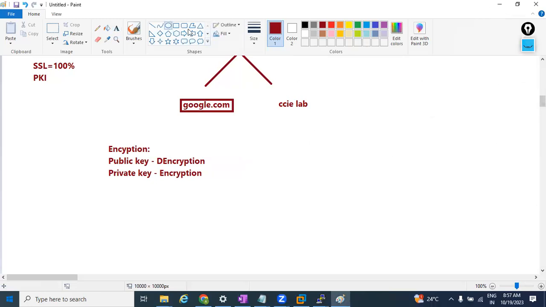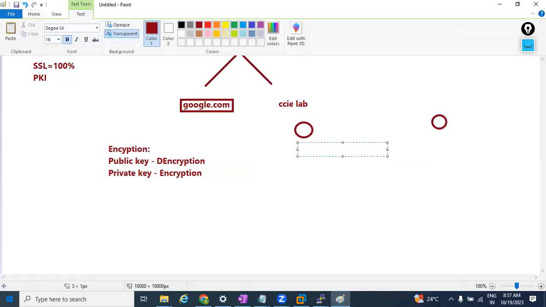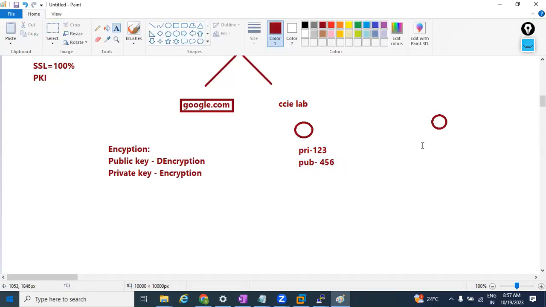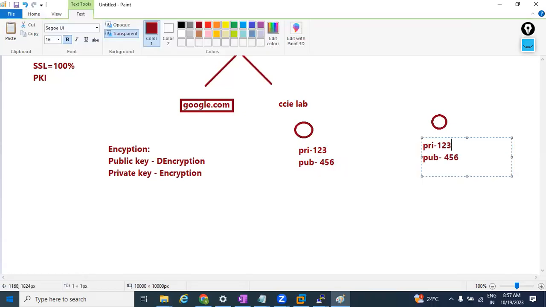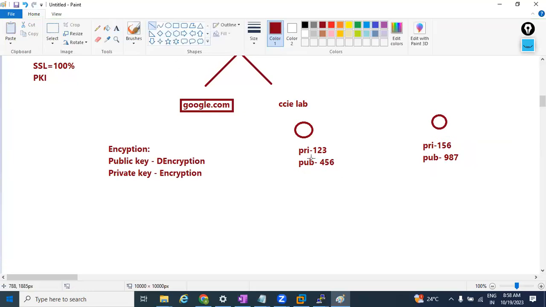So see, site A, site B. What we have defined earlier, we have discussed: private is 1, 2, 3. Public is what? 4, 5, 6. Private is 1, 5, 6, sorry. And public is 9, 8, 7. So the private keys cannot be shared. Private keys we cannot share. Only what can we exchange? Public keys. So these are both exchanged here.